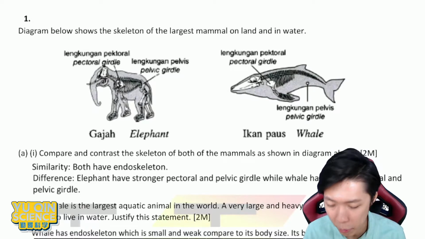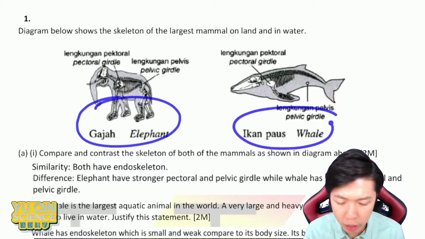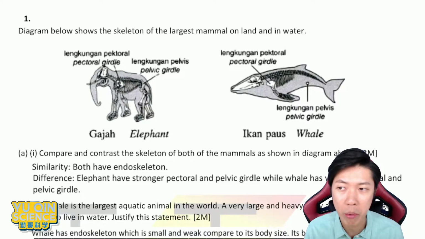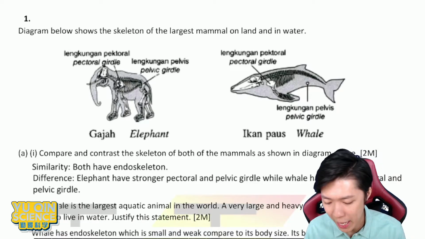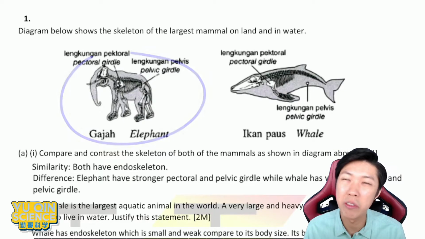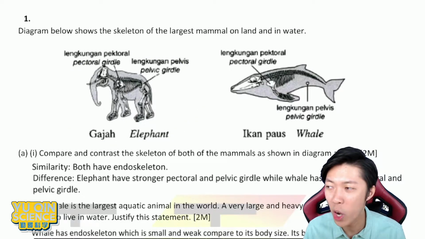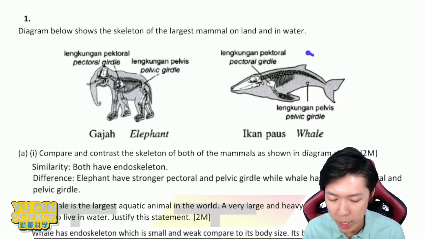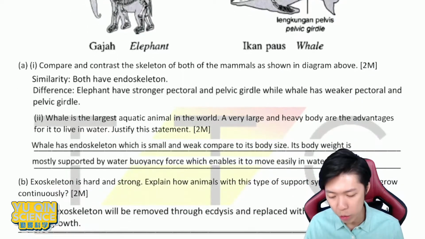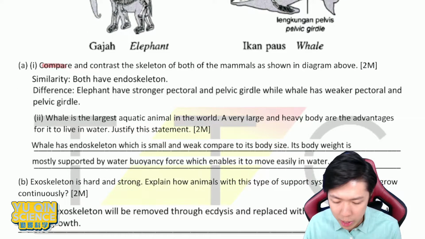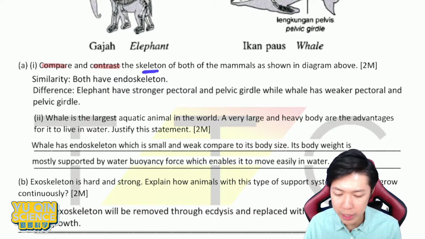So question number one, we have elephant and we have whale. Very obvious one. In your head, you already know that elephant is a terrestrial vertebrate, meaning on land with backbone. This is an aquatic vertebrate, meaning in water with backbone. So compare and contrast of the skeleton for both. So we focus on skeleton.